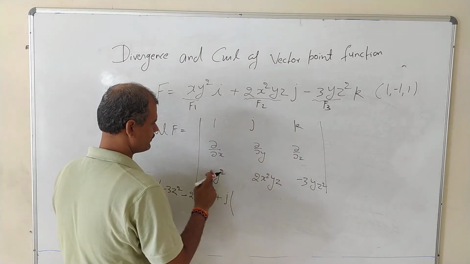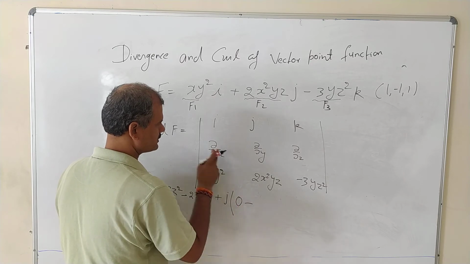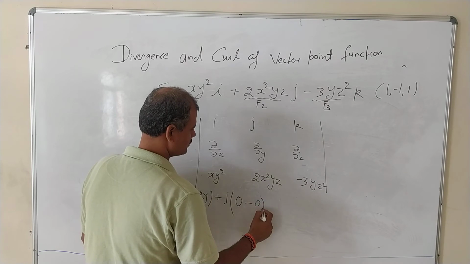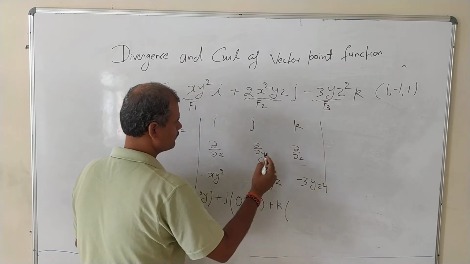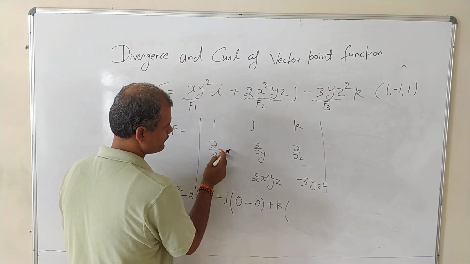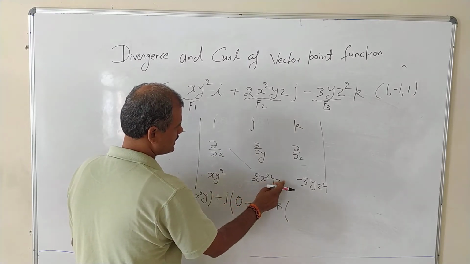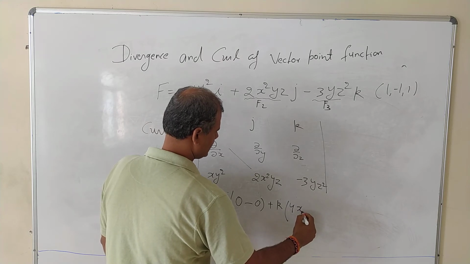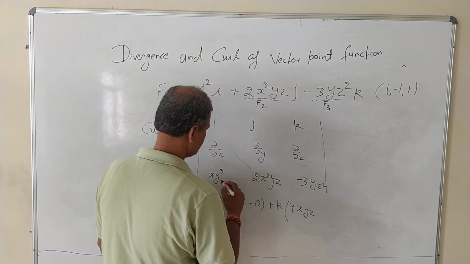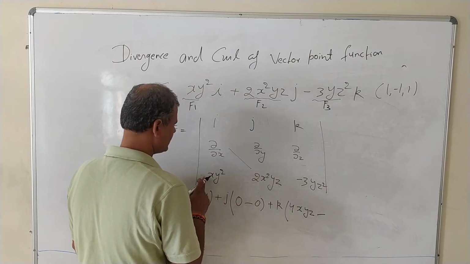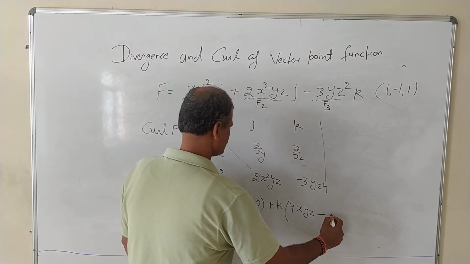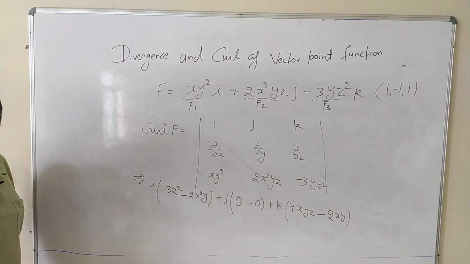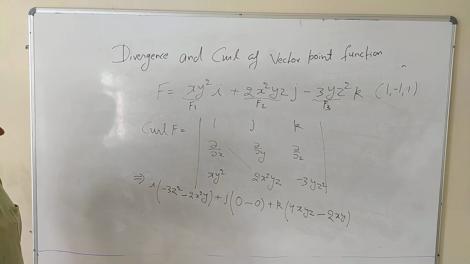So del by del z of xy square is 0, minus del by del x of minus yz square. So 0 plus k into del by del x of 2x square yz, so 4xyz. Fine. Minus del by del y of xy square, so 2xy. Fine. So 4xyz minus 2xy.